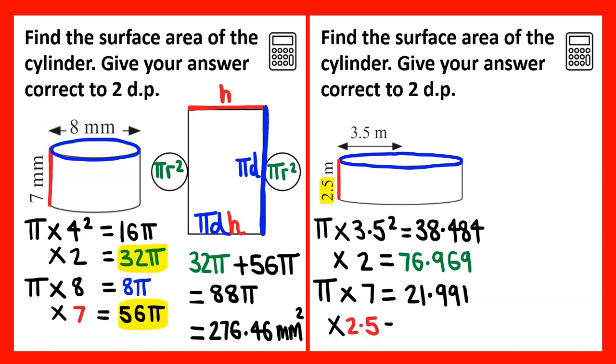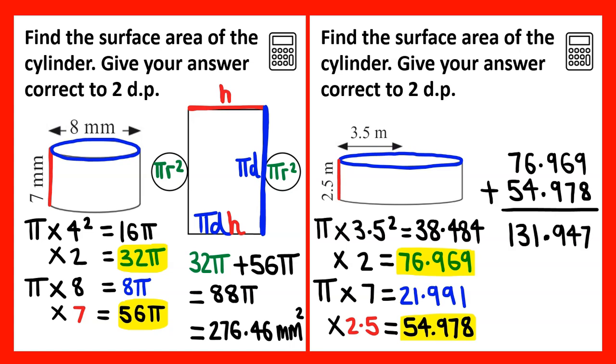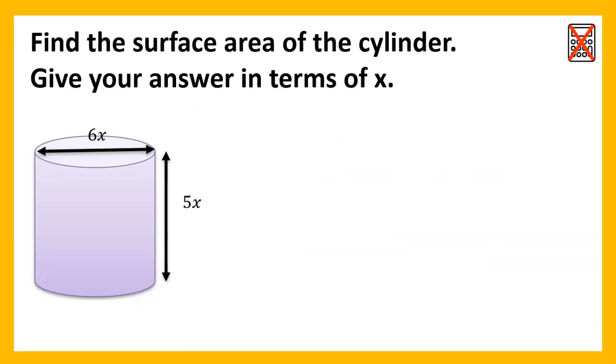Multiply this by the height of the cylinder, which would be the same as the width of the rectangle. So multiplying by 2.5 is 54.978, and adding 76.969 to 54.978 will leave me with the total surface area, which is 131.947. This can be rounded to 2 decimal places, which means my final answer should be 131.95 meters squared.